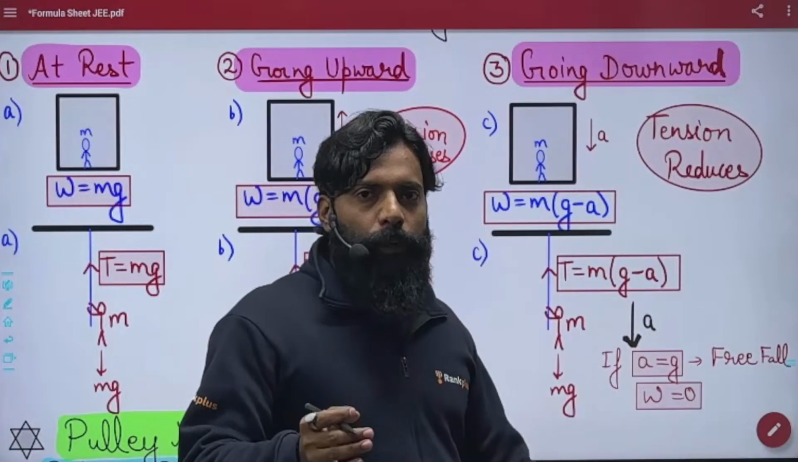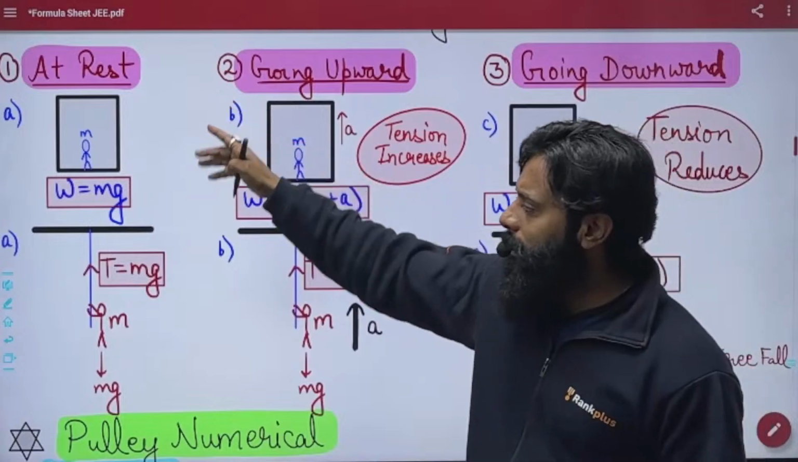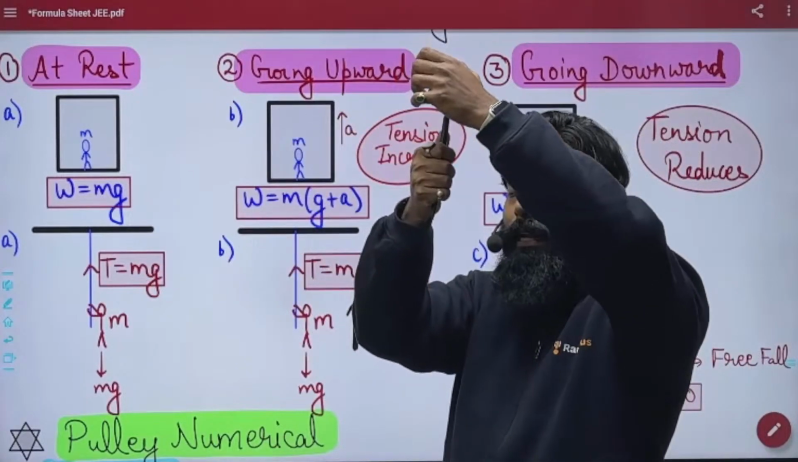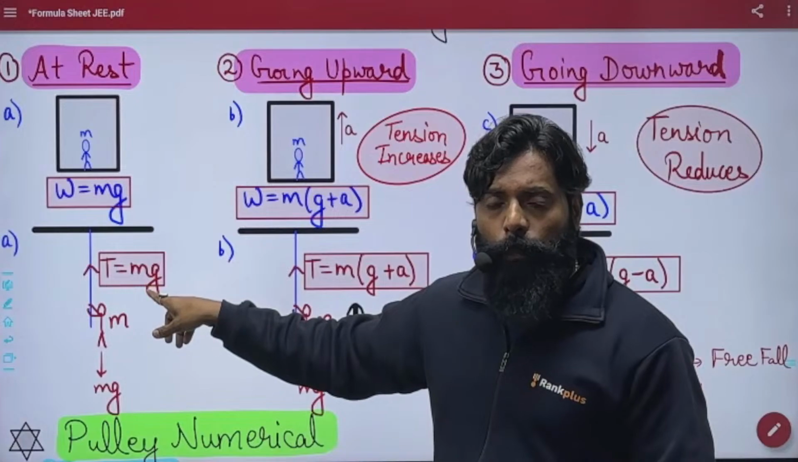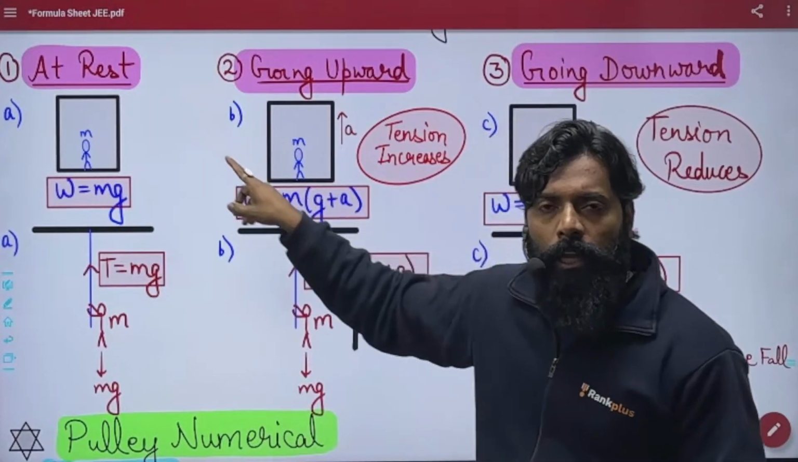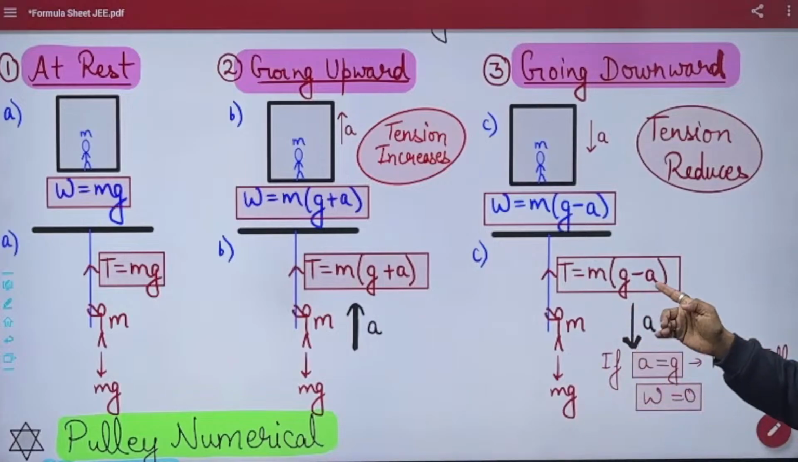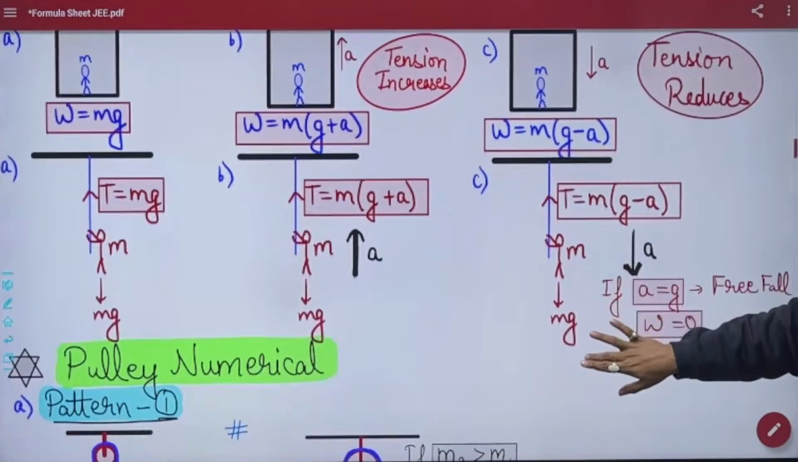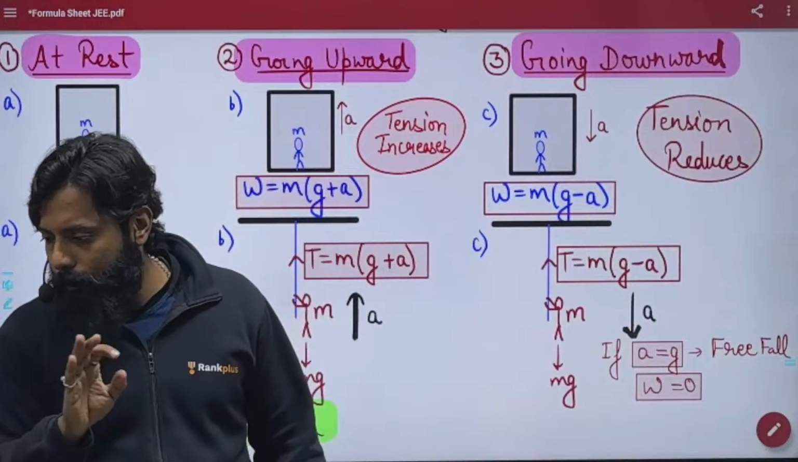So in case of a free fall, the weight is 0. Similar things happen if you are holding a rope: the tension in the rope is mg if you are at rest. If you are going upward, the tension is m(g plus a). If you are going downward, the tension is m(g minus a), right? I hope you will remember this pattern.